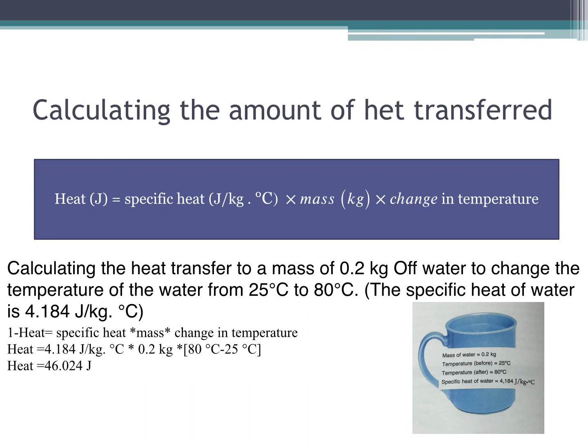So heat equals 4.184 joules per kilogram per Celsius, multiplied by 0.2 kilogram, and we have the change in temperature, which is 80 degrees Celsius minus 25 degrees Celsius. The answer will be 46.024 joules. Why joules? Because kilogram and kilogram cancel, and also Celsius and Celsius cancel. That's why our unit is joules.